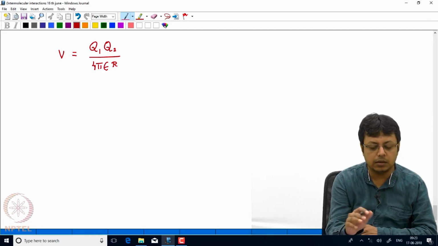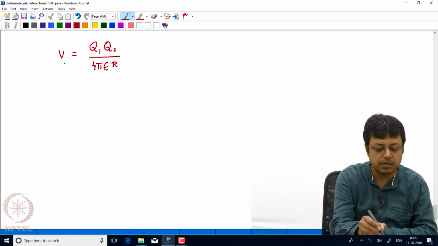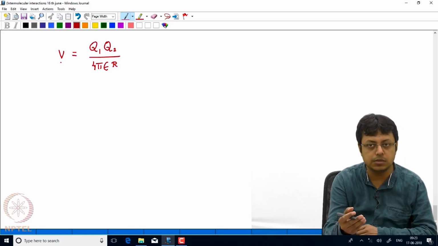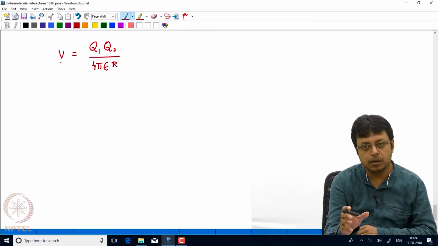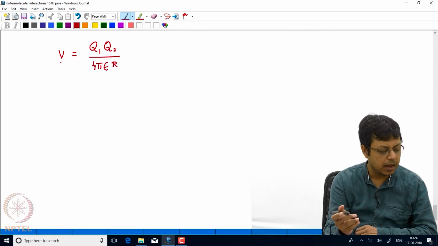That is already known. So this is basically between two monopoles ideally. Now the question is, if I have a monopole and a dipole, what will the interaction potential look like? For that we have to know the location of the monopole with respect to the dipole. When you talk about a monopole, the usual convention is that you take the monopole to be a positive charge, and let us now work on it.